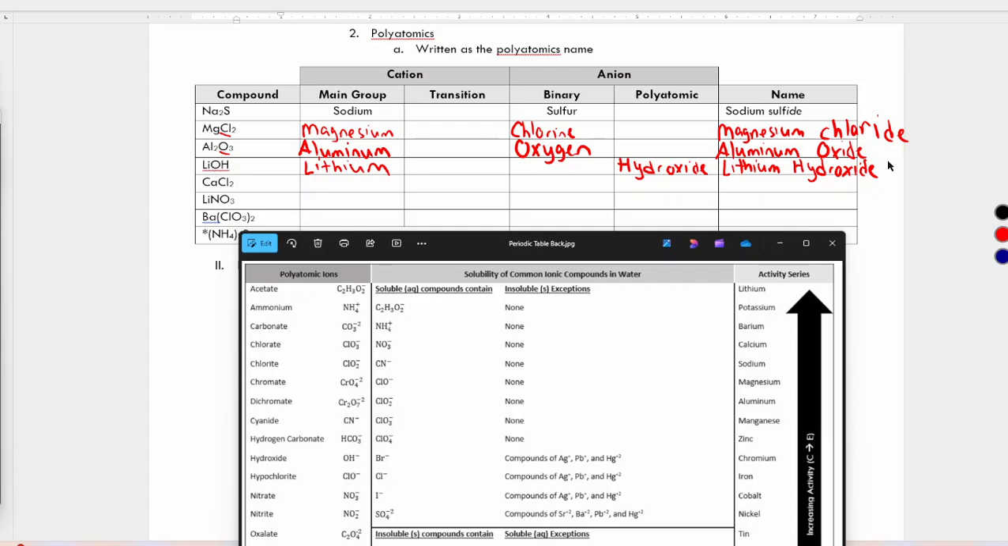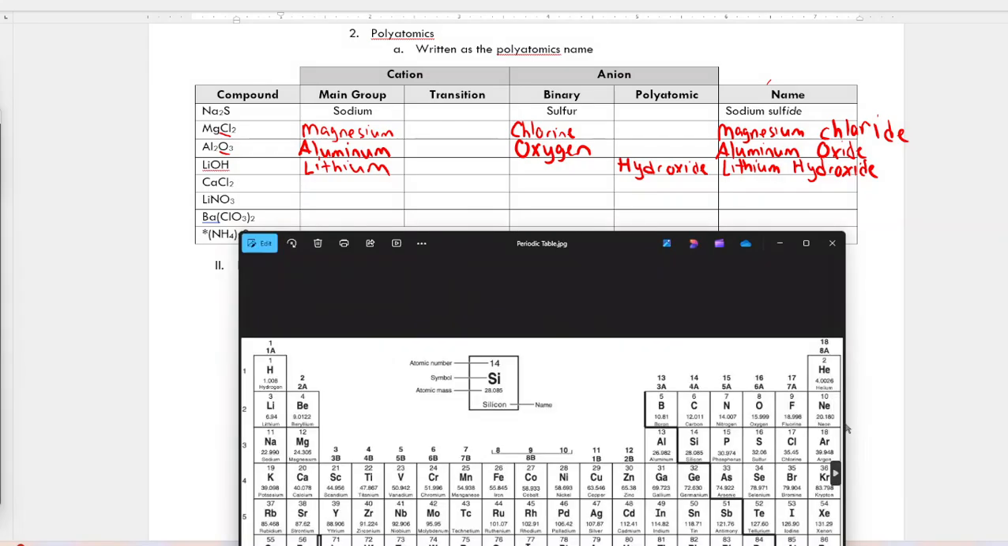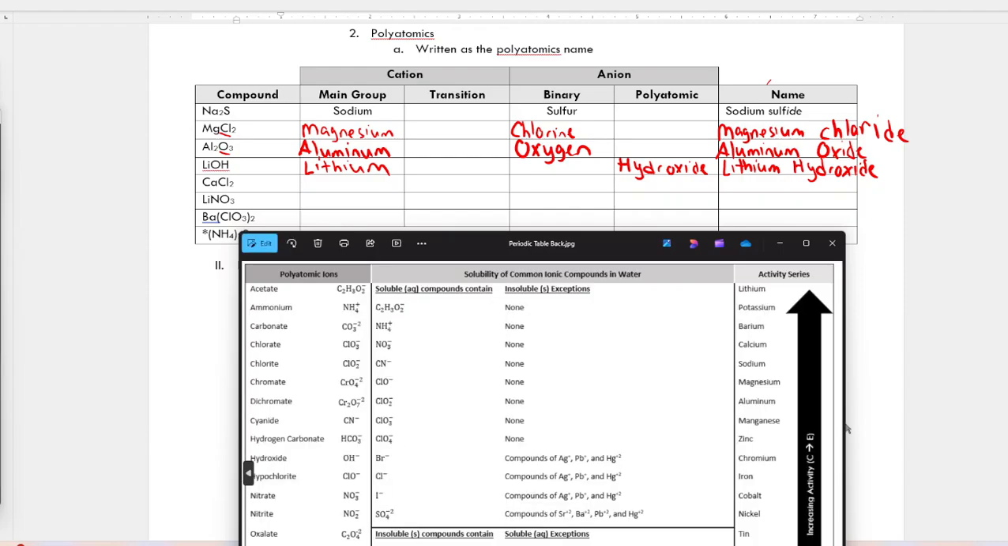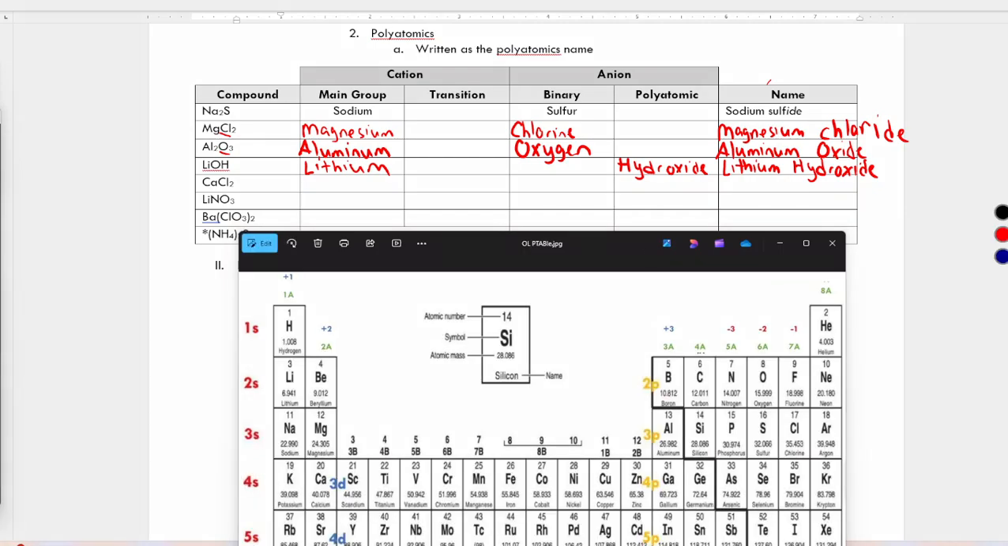Cool. All right, this one. Calcium, we should know now. Calcium is a metal. Here it is. Right, calcium. And then Cl, we've seen it so many times. It's chlorine. How are we going to name this? Calcium chloride.